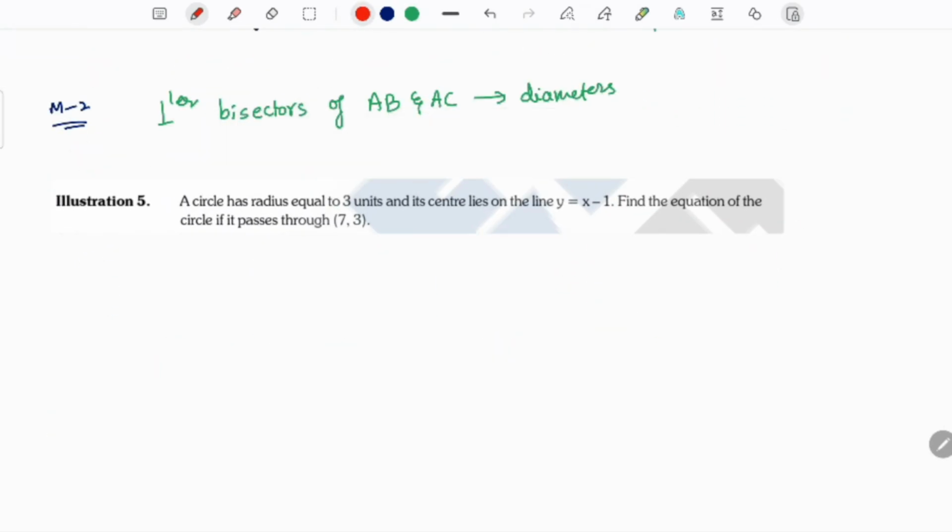This is another question. A circle has a radius equal to 3 units and its center lies on the line y is equal to x minus 1. Find the equation of the circle if it passes through 7, 3.